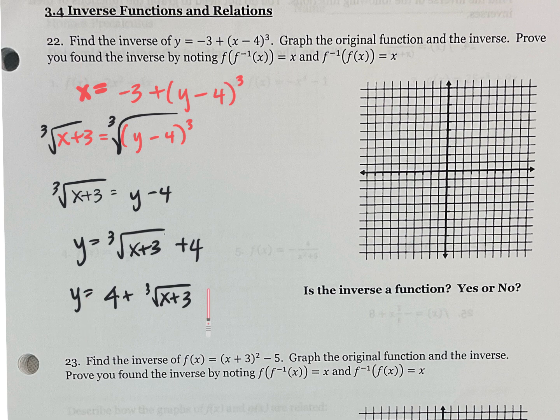So they said find the inverse. Check. Graph the original function and the inverse. Here we go. Let's go graph this original. We know x cubed looks like this. What's that minus 4 doing? Right 4. So we're going right 4. And then what with that negative 3? Down 3. Right 4, down 3. There's the origin of my cubed graph.